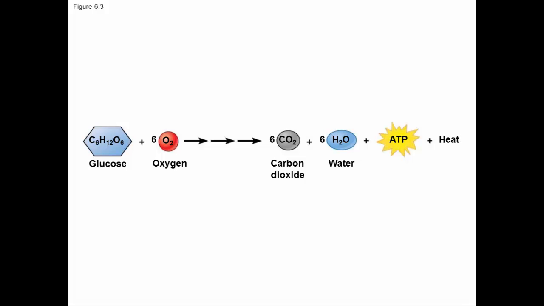And so here's the overall reaction of cellular respiration. So again, I said glucose was a very important molecule. It's one of the major reactants of cellular respiration. But again, remember I also said we have to breathe in oxygen. So glucose plus oxygen are the two major reactants. The products are carbon dioxide, water, of course, the molecule we actually want, ATP, and heat.